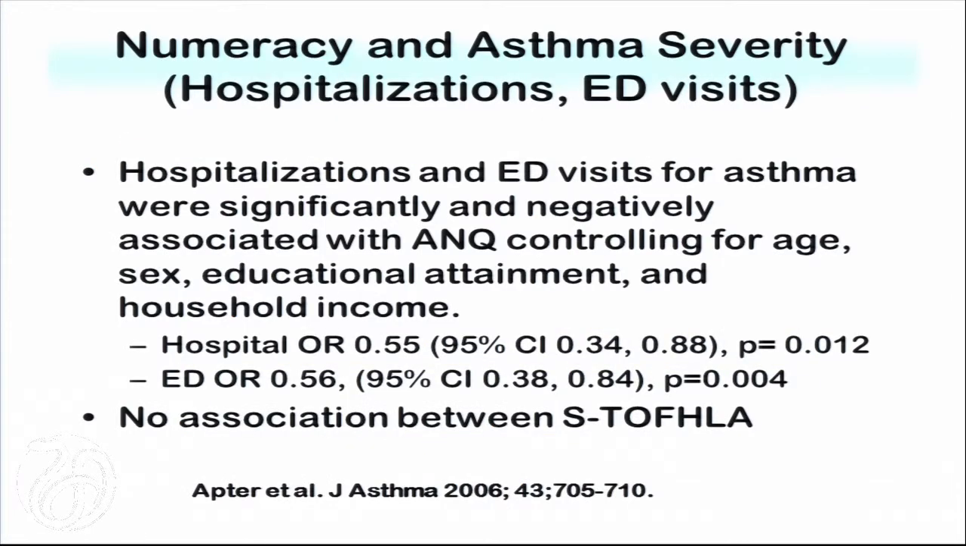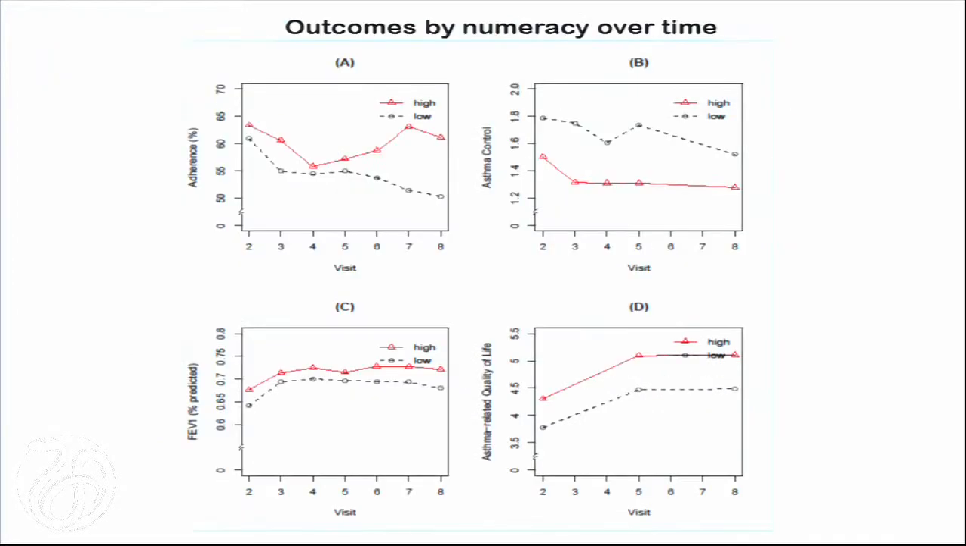But what's even more important than that was that we found that patients who got low scores on the numeracy questionnaire, low scores were associated with more hospitalizations and ED visits for asthma. We didn't see that in the reading comprehension test. But we also saw this over time, when we monitored patients for asthma control. A lower score means better control. This is a spirometry score. Higher score is better. And quality of life, higher score is better. And we were also monitoring adherence, and the patients with higher literacy always ended up on top.